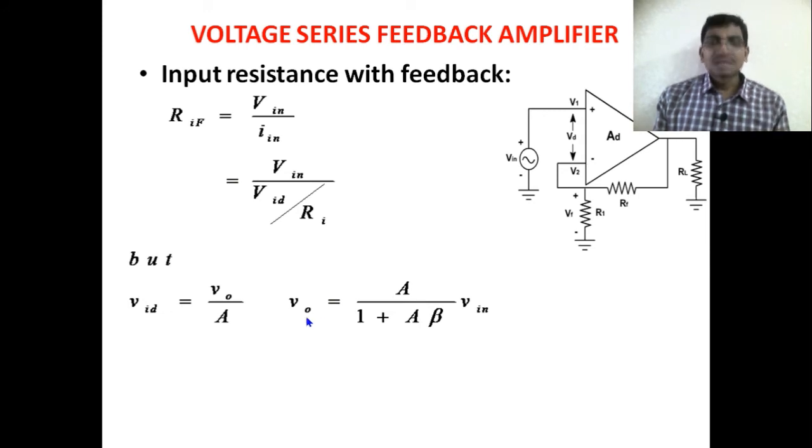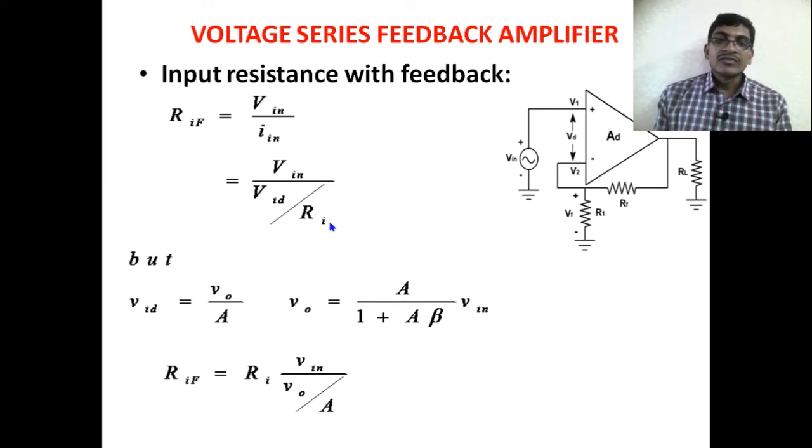From that derivation, we can write V0 is equal to the closed loop gain A by 1 plus A beta into VIN. These two equations are very important, and the RIF equation. Here VIN by VID divided by RI we already derived. In this equation we can replace VID with V0 divided by A, and this VIN by VID by RI, here this RI will go to the numerator side.